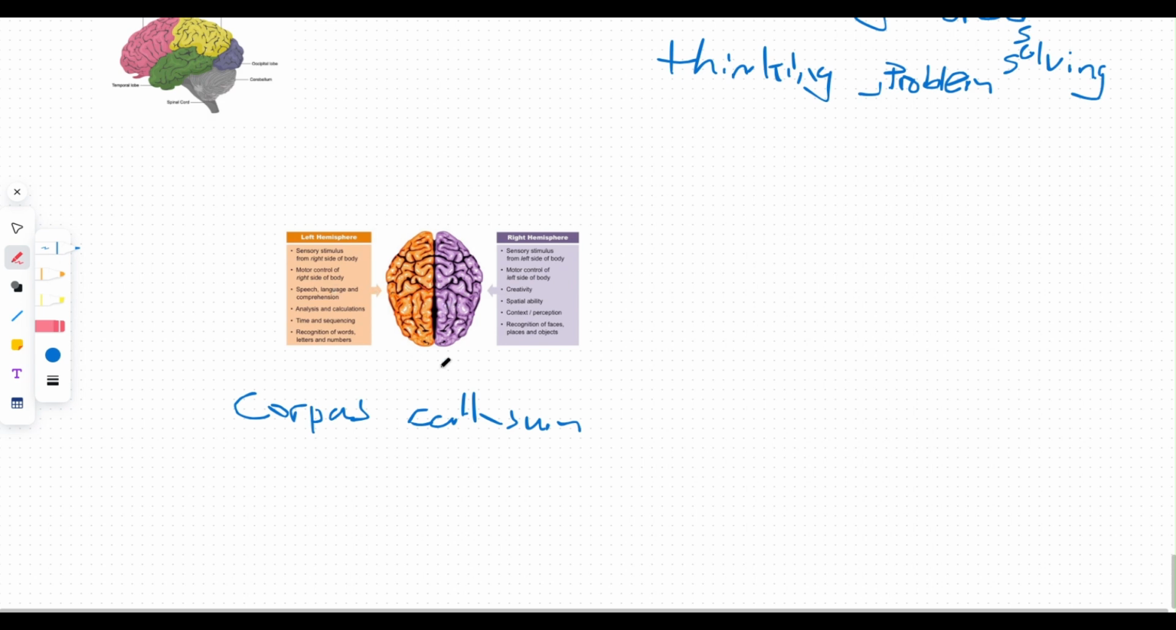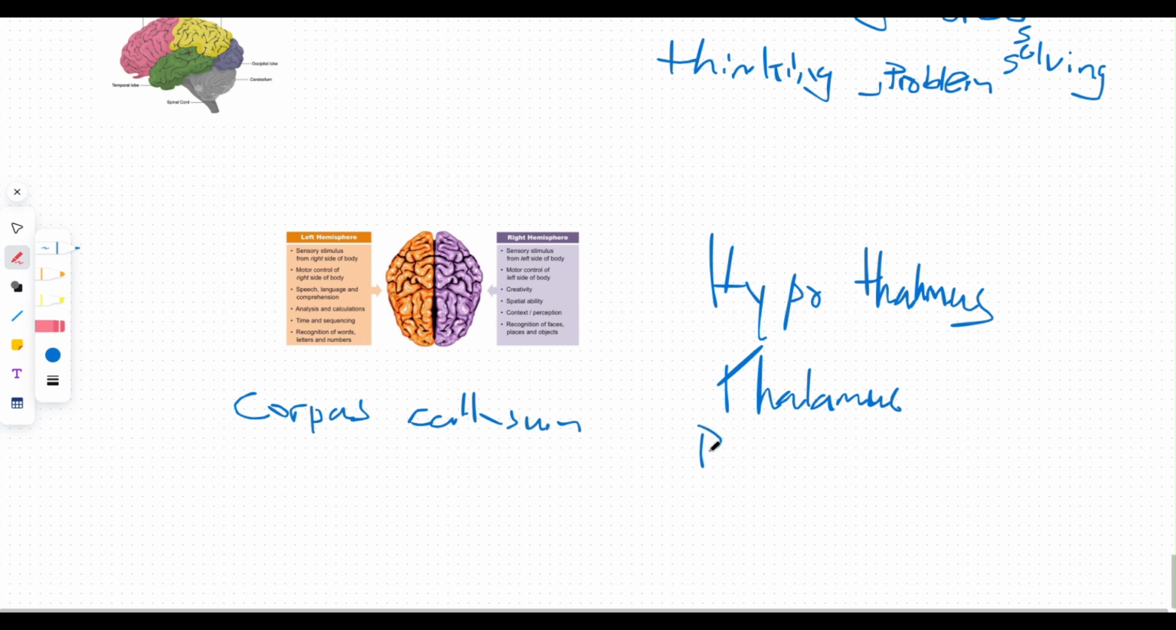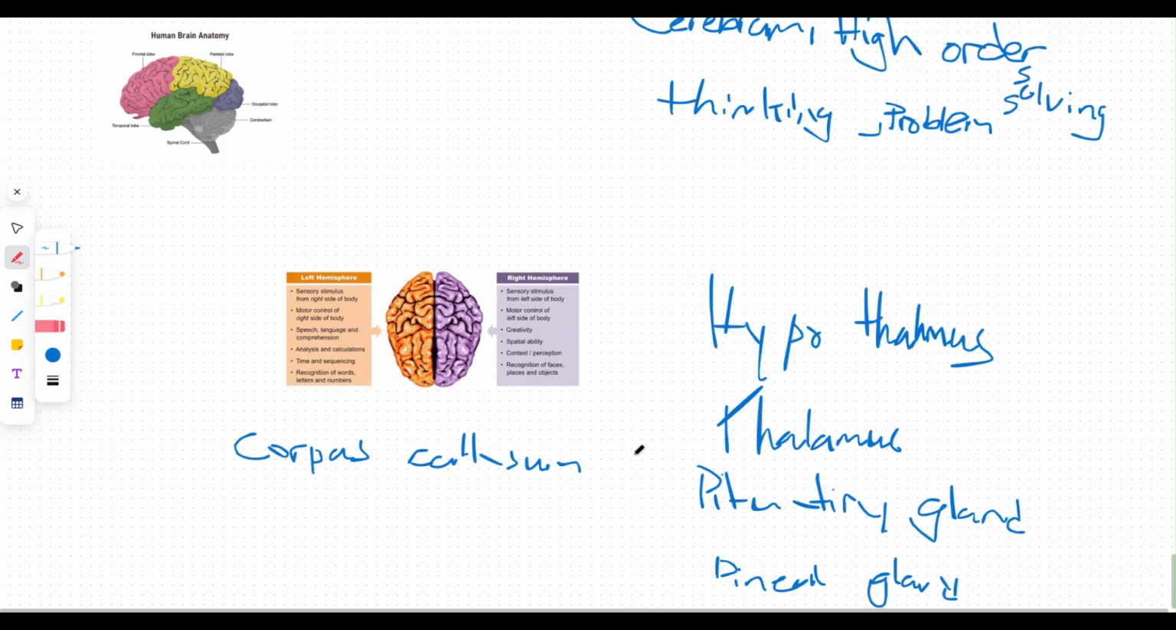And in between, this way, you've got the hypothalamus, the thalamus. What else is there? I guess it's probably more like the pituitary gland. But we'll get into these later. Pineal gland. What else is there? Alright, there's probably more, but I can't think of it right now.